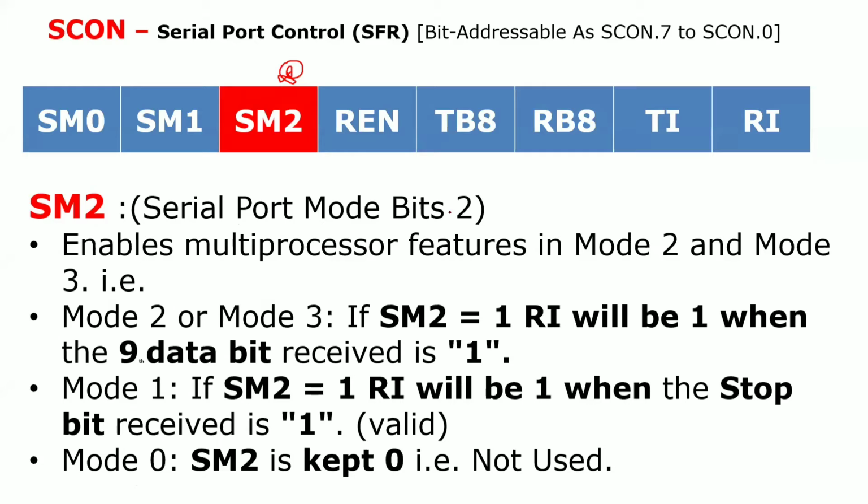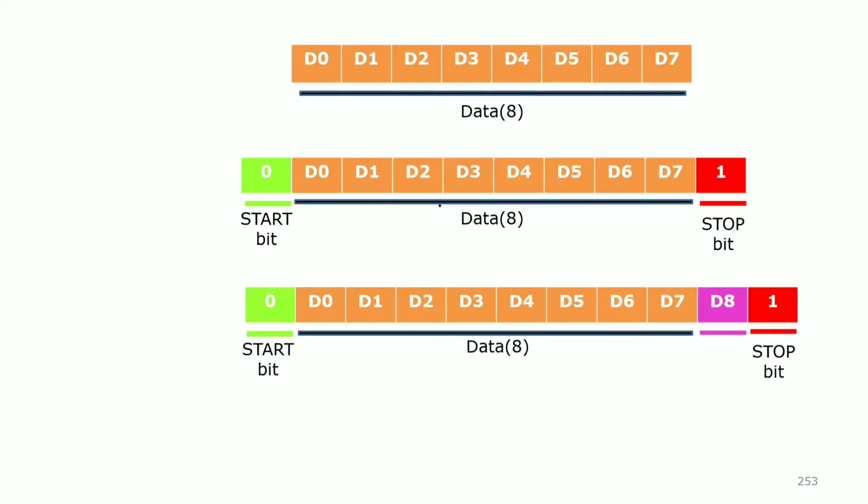Now, we have just seen that we need to check for errors, right? So for error checking, we are using this bit. For this point in time, please remember that SM2 is used for error checking. Now we will see the structure of your 4 modes.